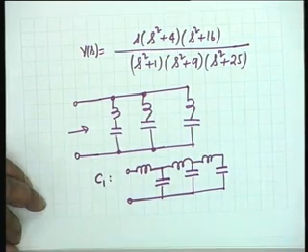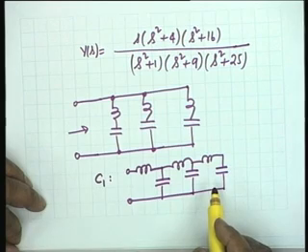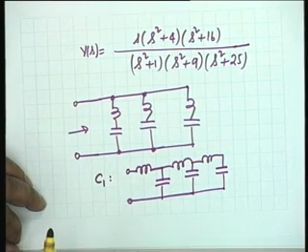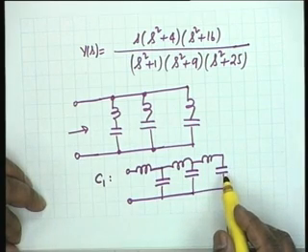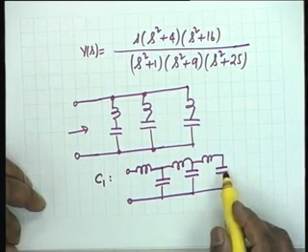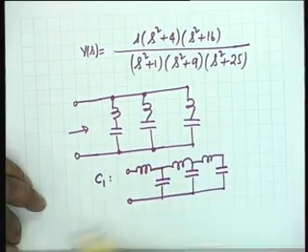As a check, does it satisfy the condition that there is a pole at the origin? That is, we are checking the last element. Is the last element a capacitor? Yes, there is a pole at the origin, therefore this is the correct network.